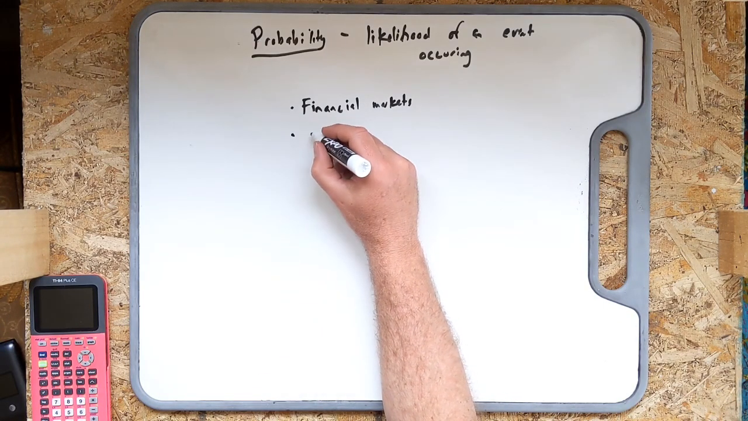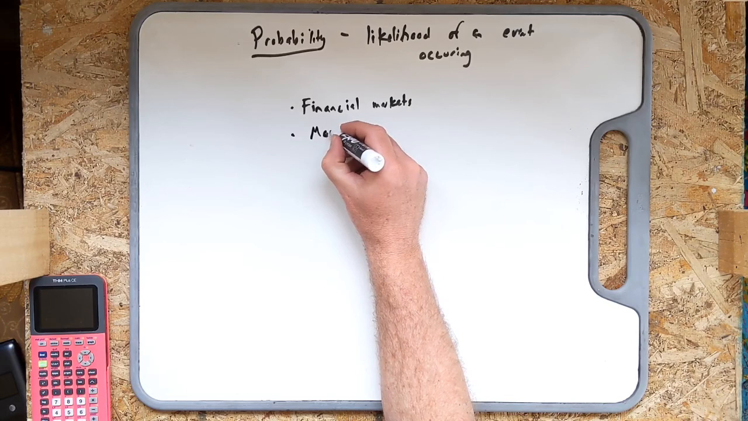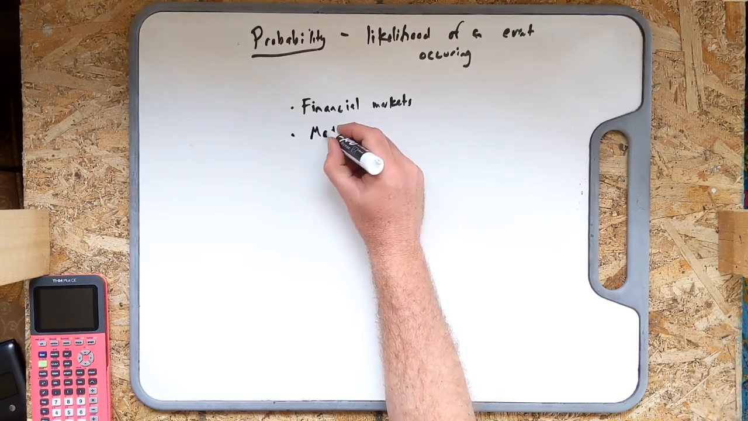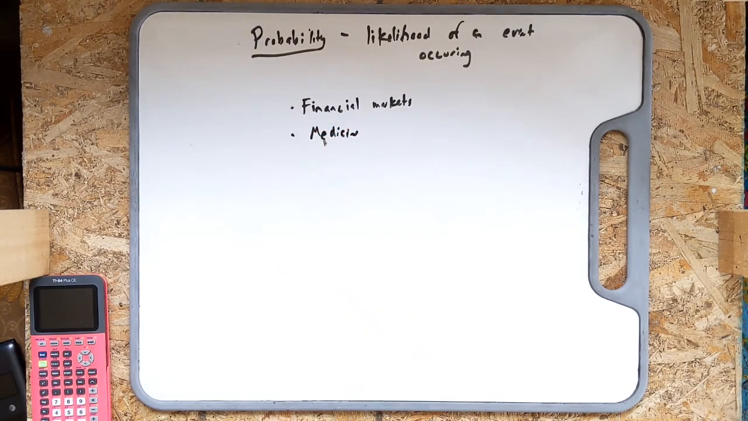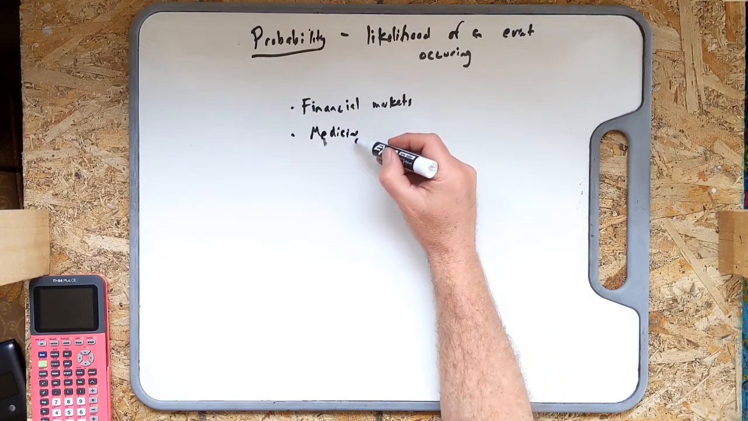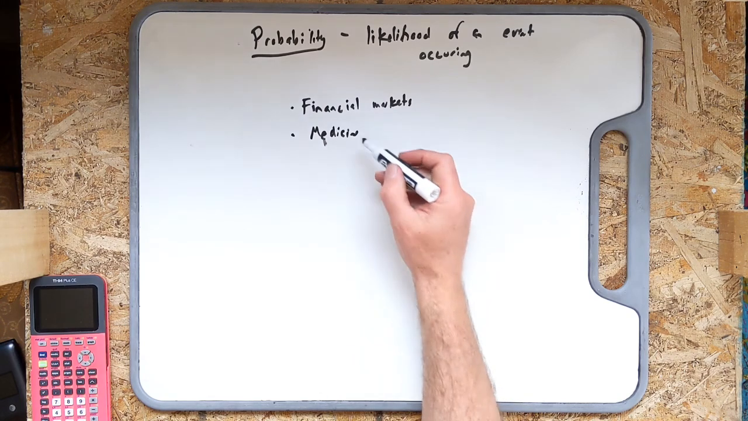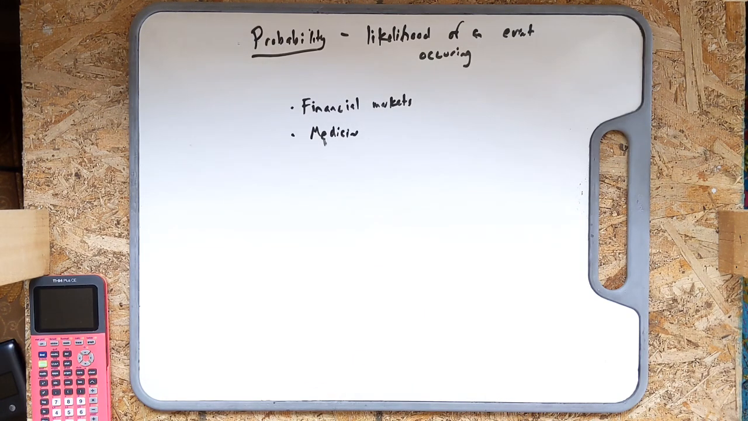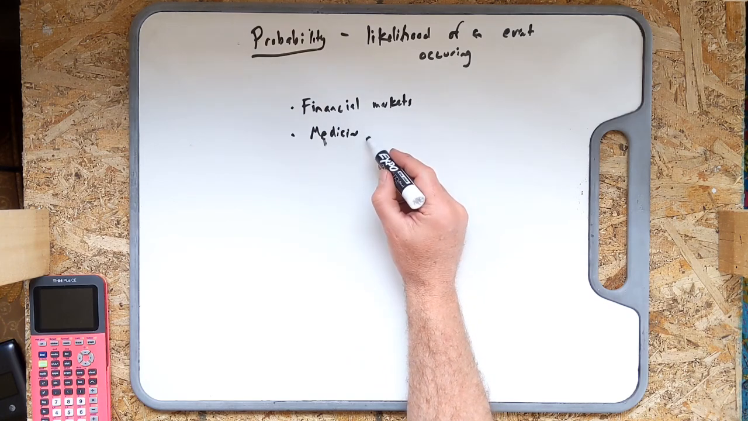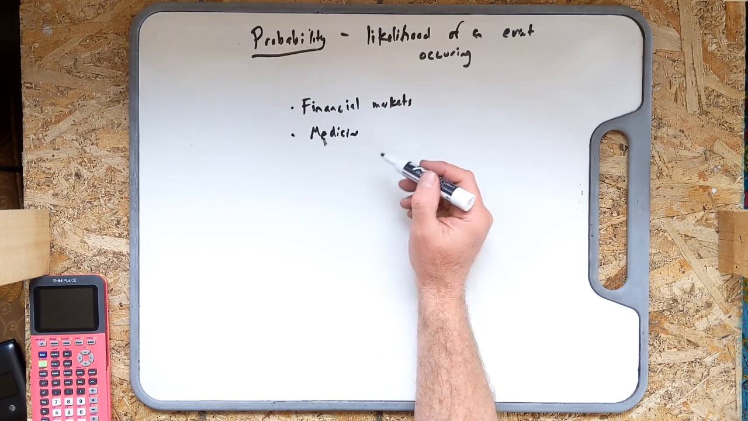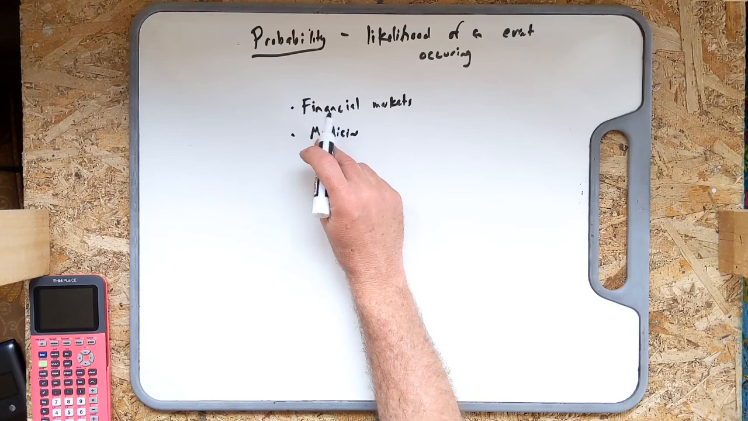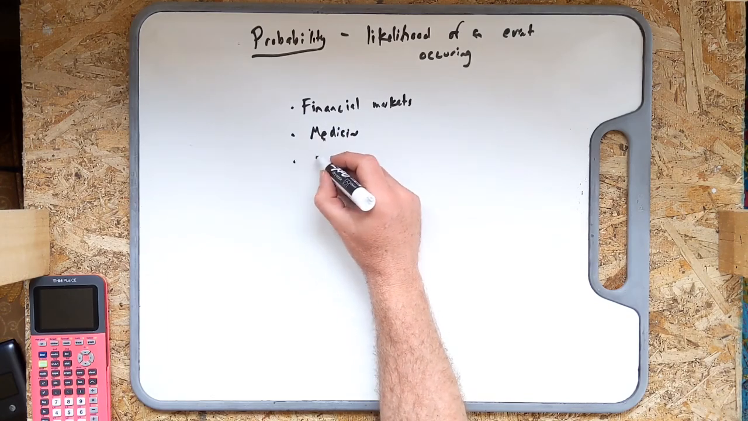Another example, medicine. Doctors use the likelihood of a treatment working versus another treatment in order to determine what to actually recommend. Insurance companies, again within medicine, not only use the likelihood of something working, but also the cost of that treatment, and they balance that off.